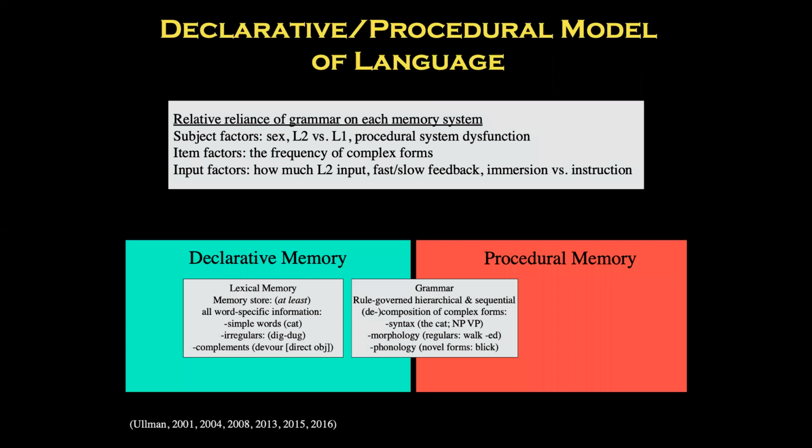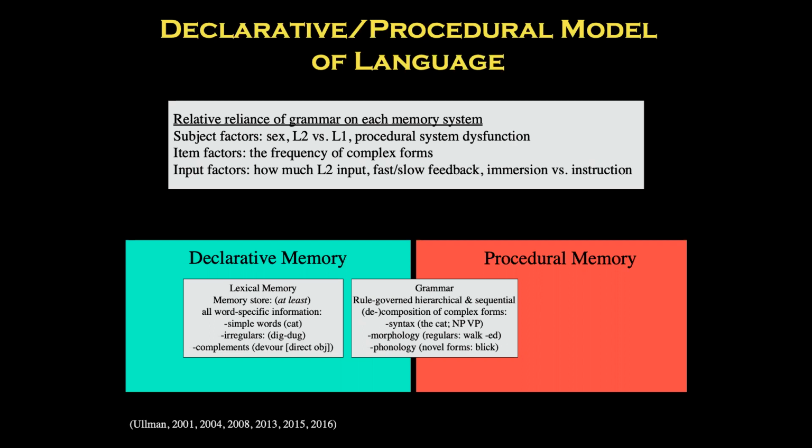We've already talked about frequency of complex forms. If you hear the cat a lot, you just might memorize a chunk in declarative memory. We already talked about L2 input, right? The more L2 input, the more you proceduralize. These are actually quite interesting, maybe useful for some of you.